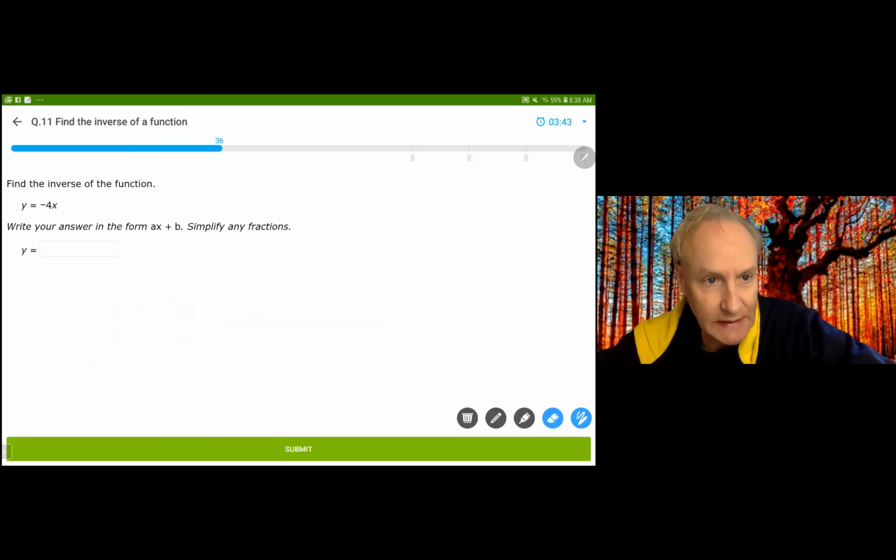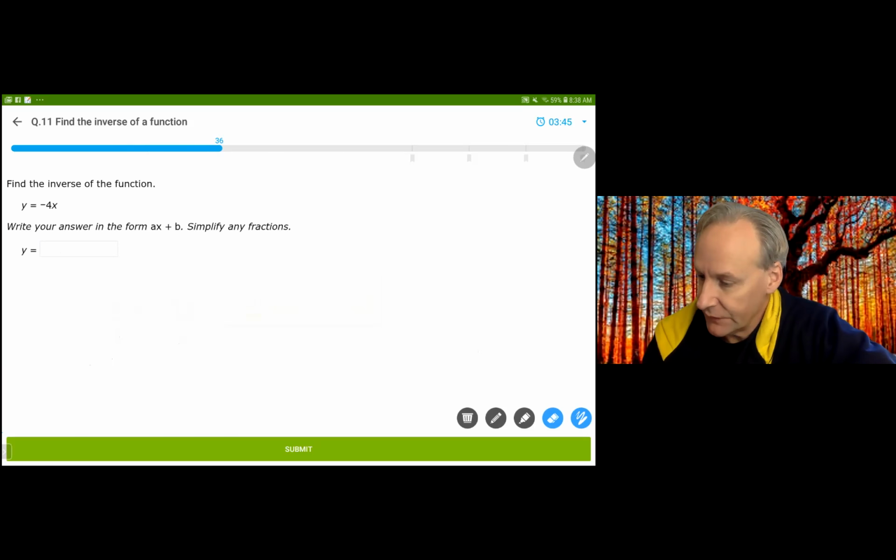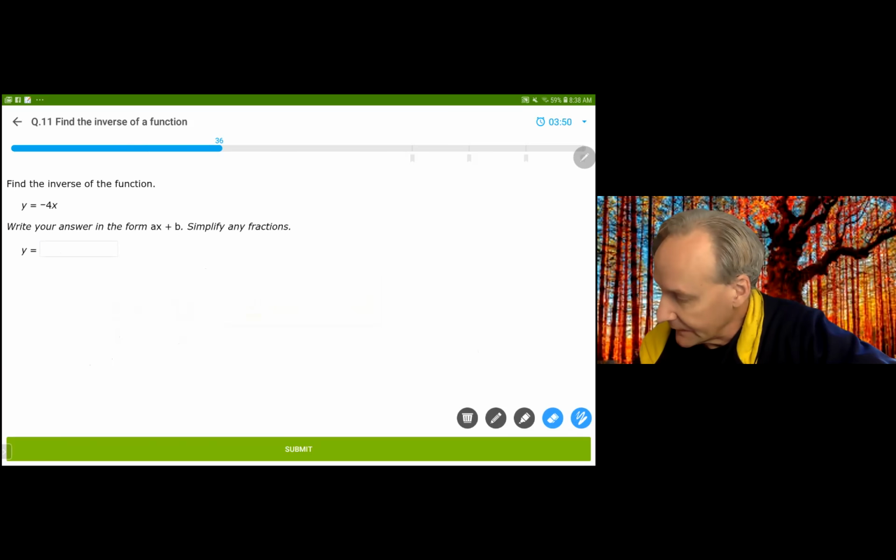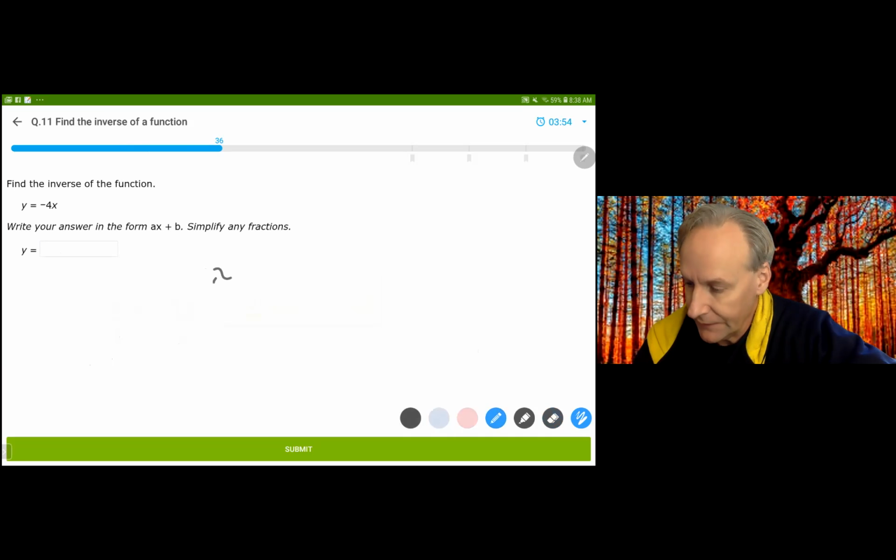And this one is going to be -1/4 x, isn't it? Because I'm going to switch the x and the y. I know you're probably thinking that you could simplify this down and you don't have to go through all these steps, but I'd recommend that you do it anyway because it's good practice to understand what's really happening. I'm going to divide by -4 on both sides, and we are going to get y prime, the inverse of y, is equal to negative 1/4 x.